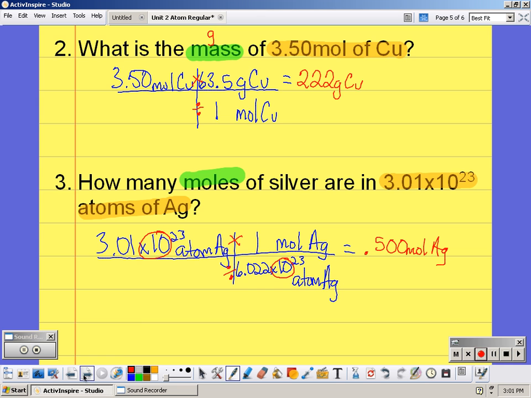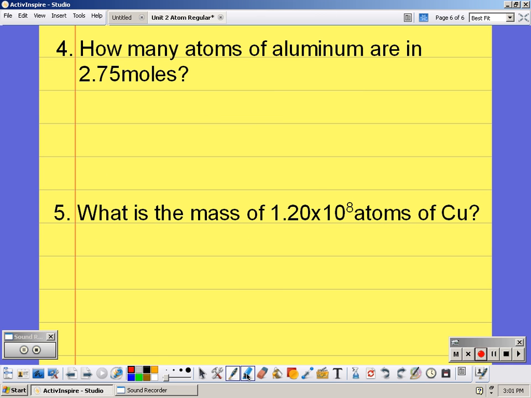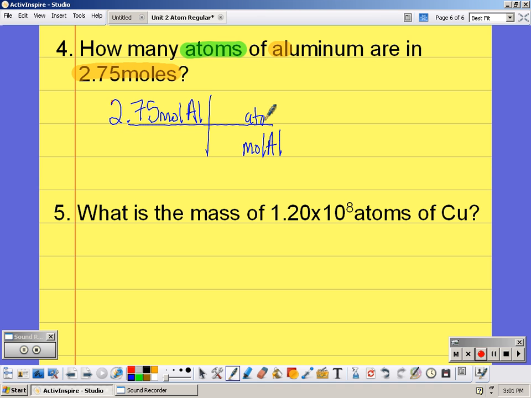Okay, and our last 2 examples, we're given 2.75 moles of aluminum, which is symbolized by Al, and we're looking for atoms. So we would start with our given, 2.75 moles Al. Our given unit is mole, so that would go on the bottom. We're looking for atom, so that would go on the top. 1 always goes with mole. Avogadro's number goes with the word atom.